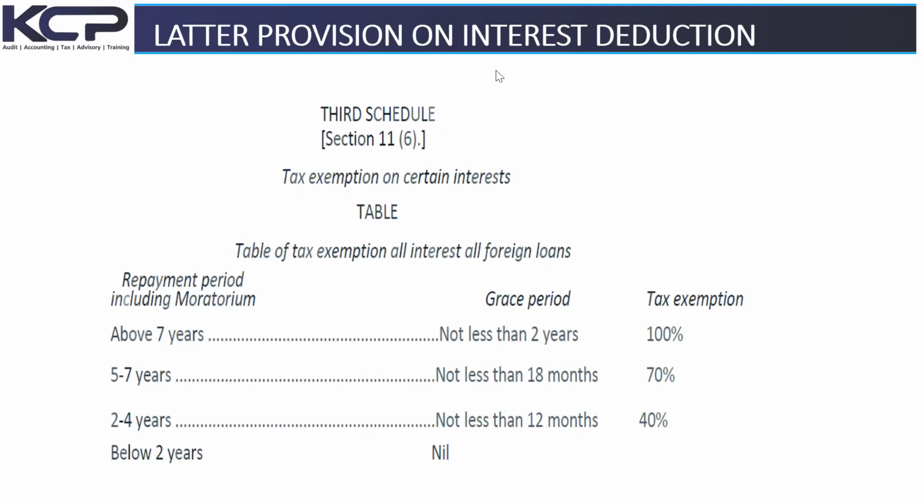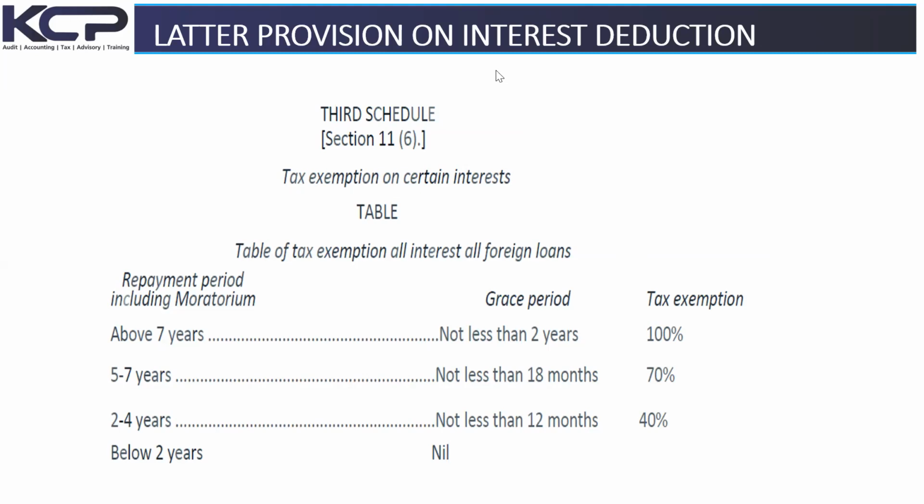The first scenario, we're saying no interest will be tax exempt. Reason is that that loan is already below 2 years, right? And according to the third schedule, any foreign loan obtained for business purpose, even though it is solely used for the business purpose, but because the repayment period is less than 2 years, none of the interest will be regarded as tax exempt, right? But if the loan is between 2 to 4 years, provided that the moratorium period is 12 months, only 40% of these will be recognized as tax deductible.